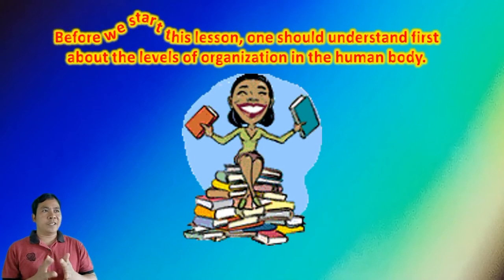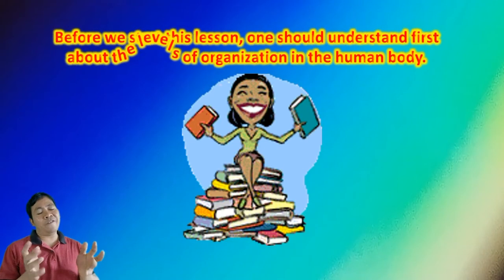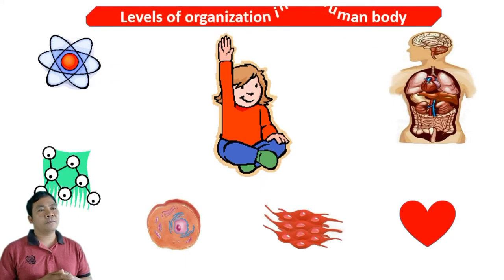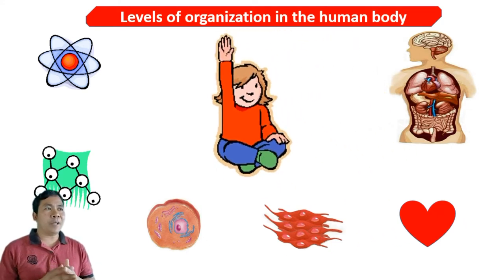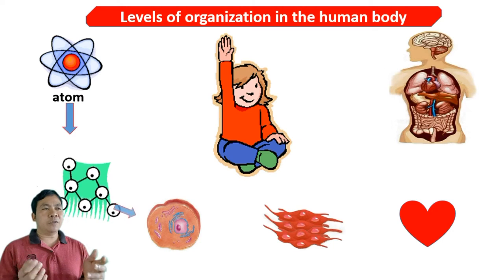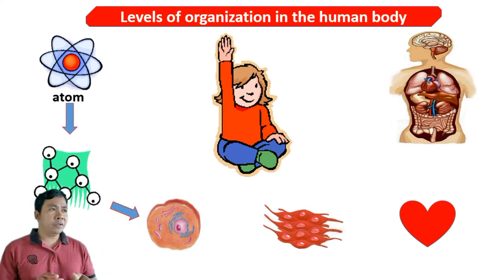Before we start this lesson, one should understand first about the levels of organization in the human body. The human body is composed of several complex units that work as one. Atoms of elements group together to form molecules, and molecules are grouped together to form a cell. The smallest living unit of the body is called the cell. Billions of cells, all of them specializing in certain functions, make up the body.